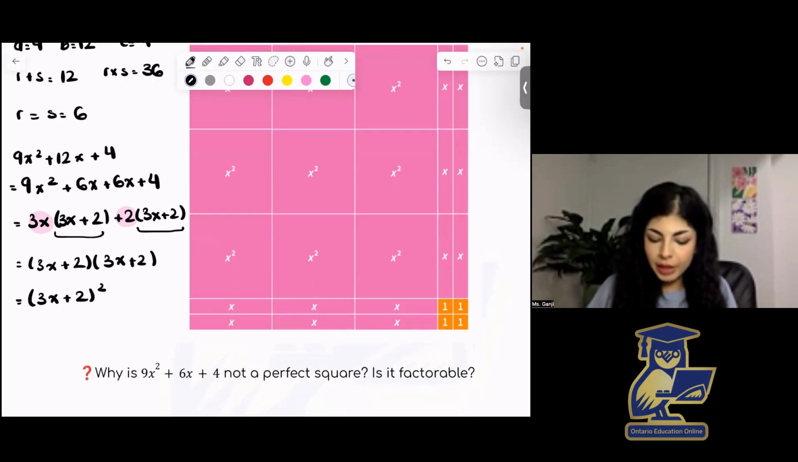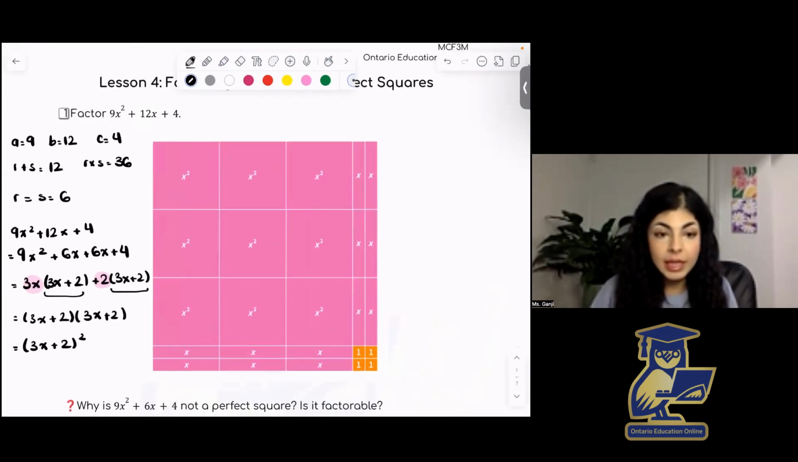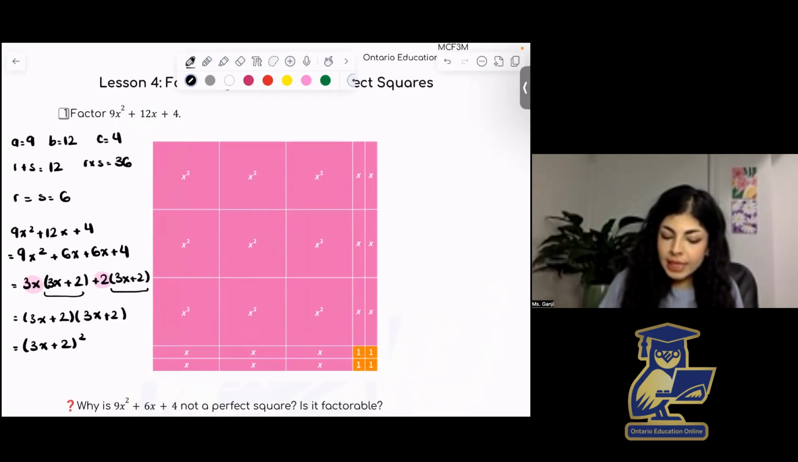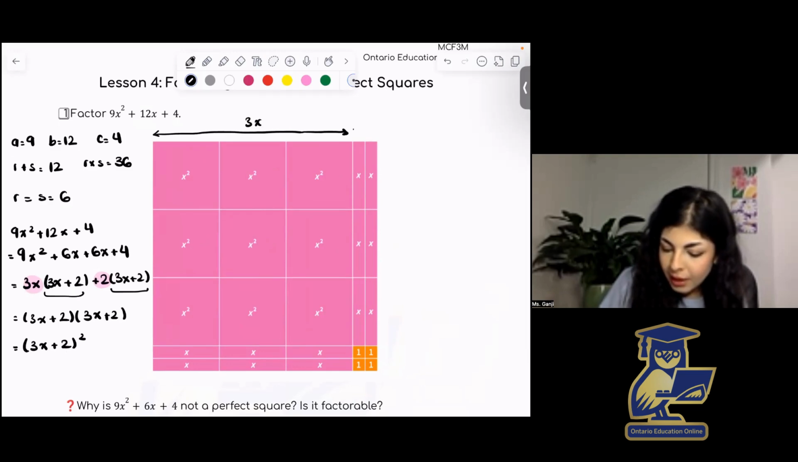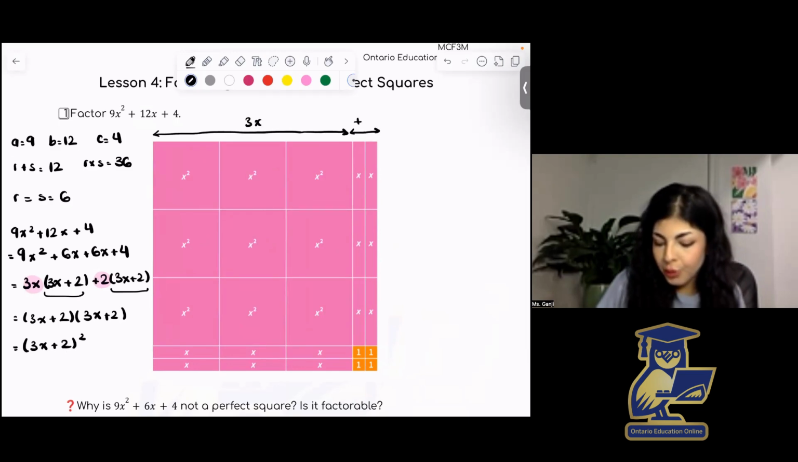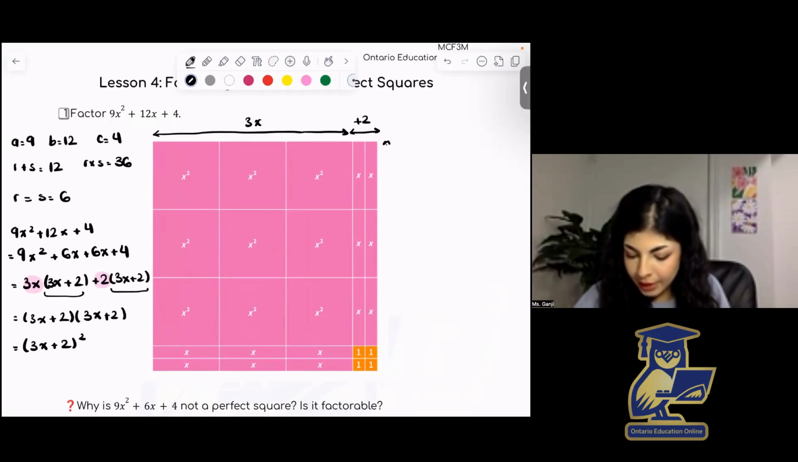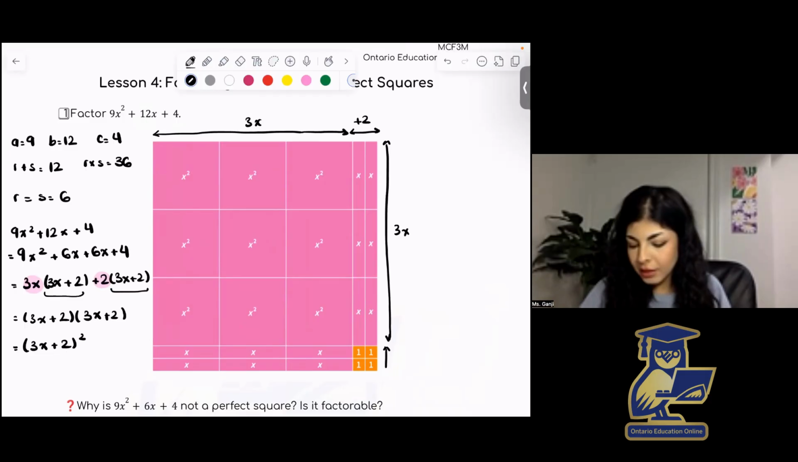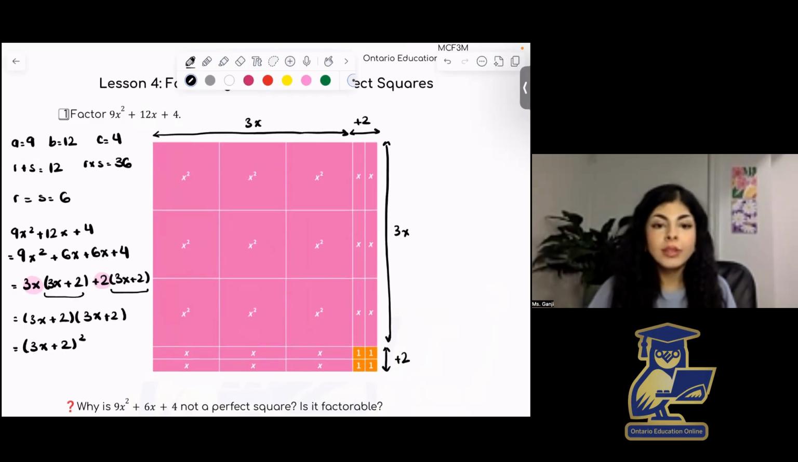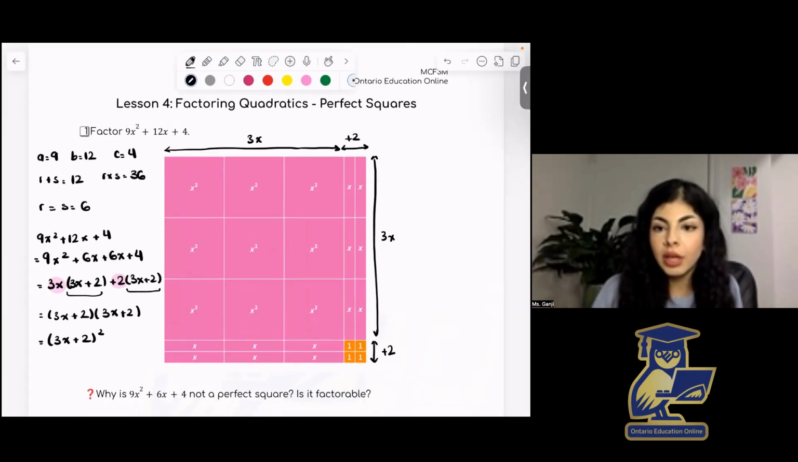Now let's take a look at our algebraic tiles, which is a representation of this expression. So we can see that we have 3x here and a positive 2. And same with this side, we have 3x and positive 2. And so this algebraic tile is actually a perfect square.